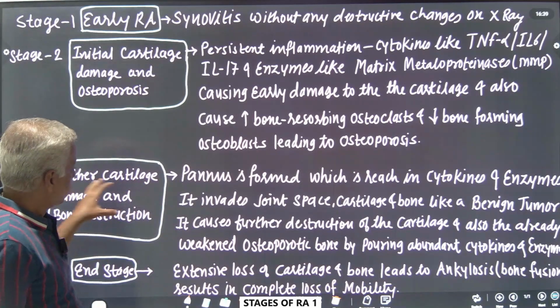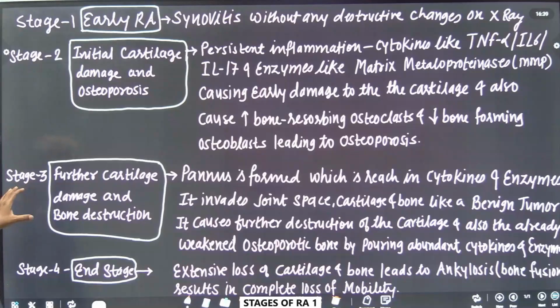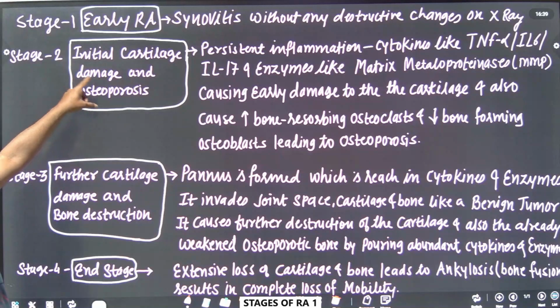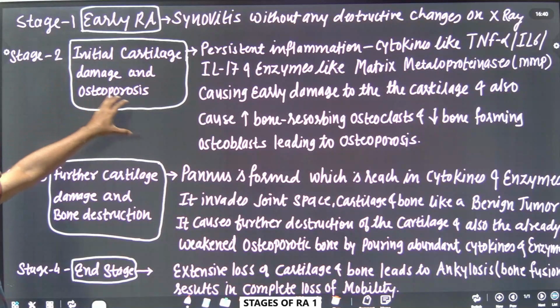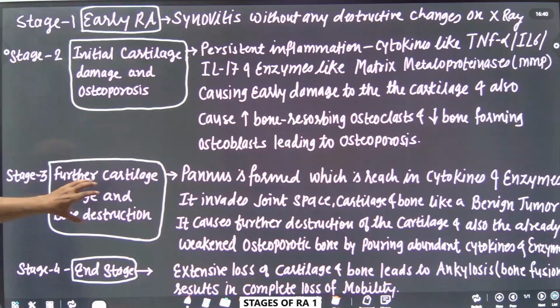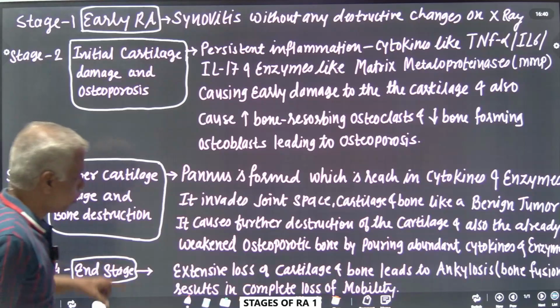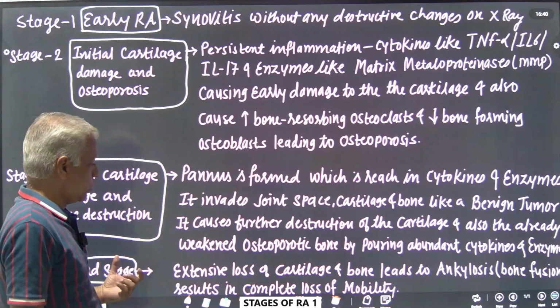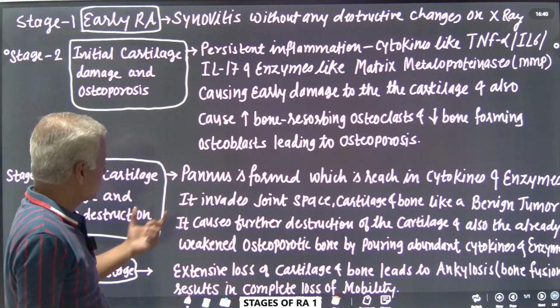Now we will see stage number 3, further cartilage damage and bone destruction. So in stage number 3 we have further cartilage damage. Why further cartilage damage? Because initial cartilage damage has already taken place in stage number 2, and here you are getting further cartilage damage in stage number 3 and also destruction of the bone. Now let us try to understand how exactly things are going there.